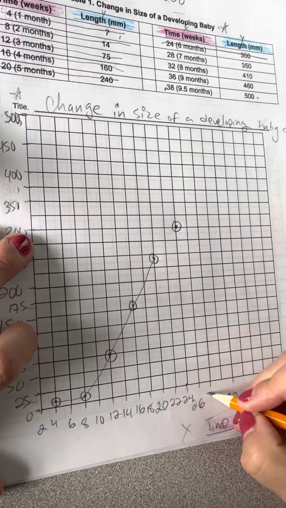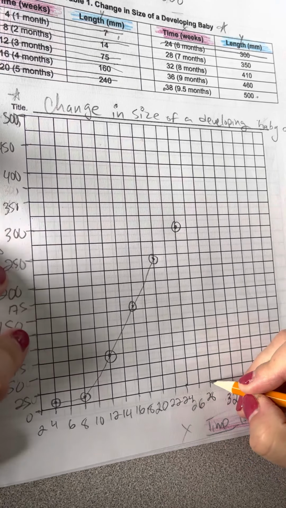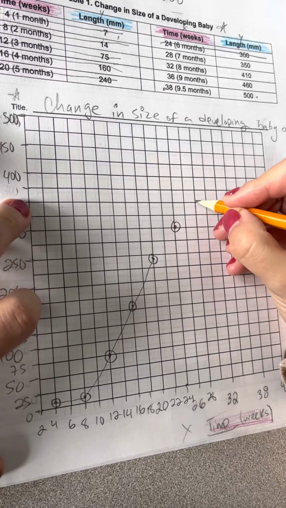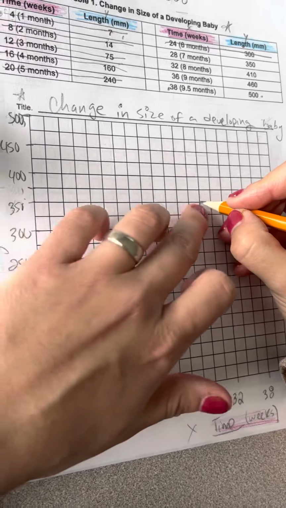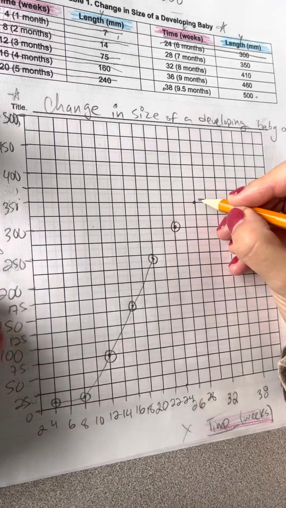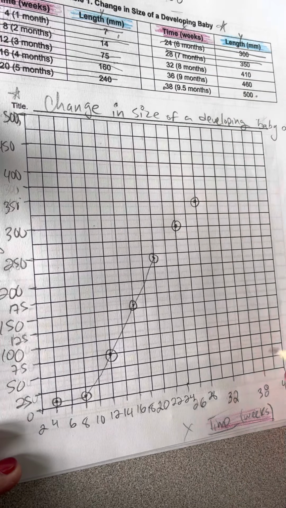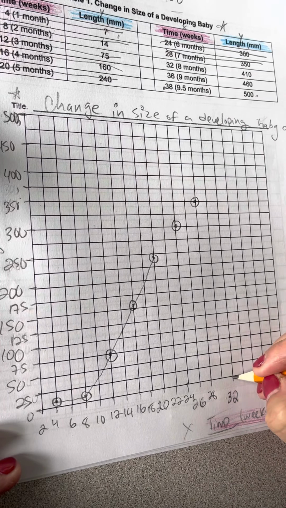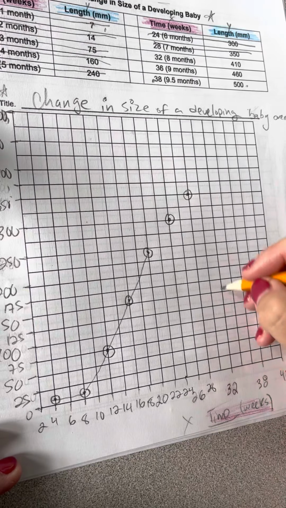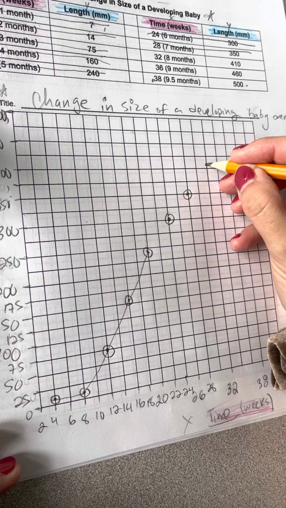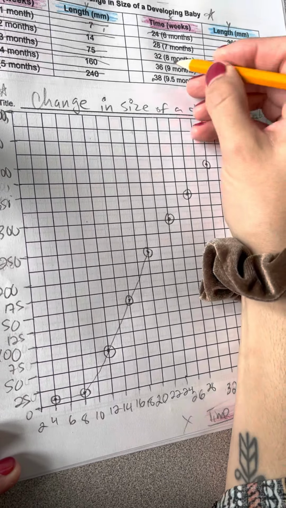28. And then I go up to 350. 350 is right over here. I go across, make a little dot, circle it, cross it out. Last 3, 32 and 410. 32 and 410. 410 is gonna be slightly above the 400 line.